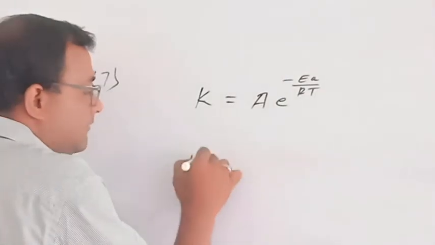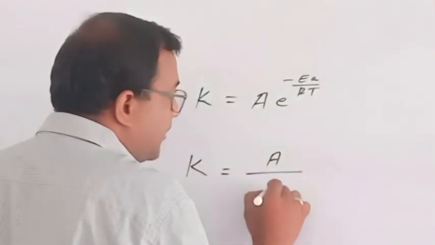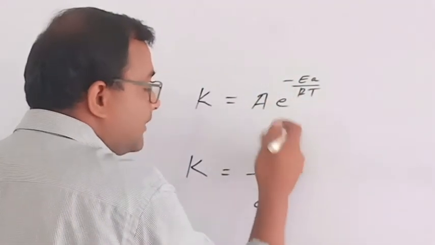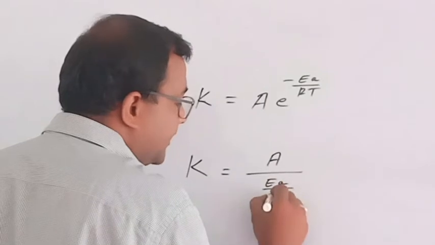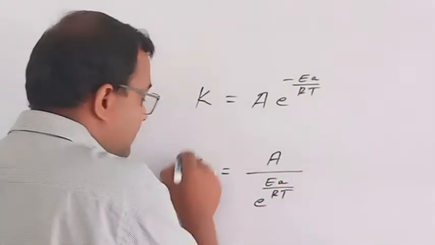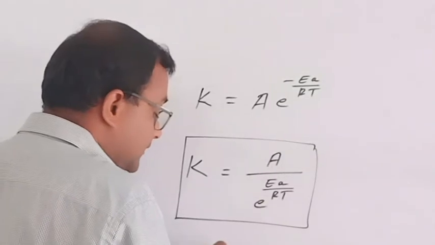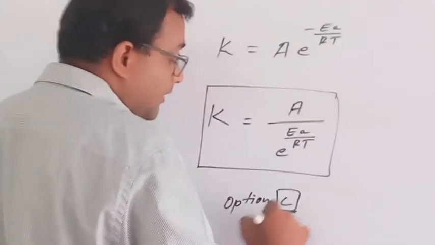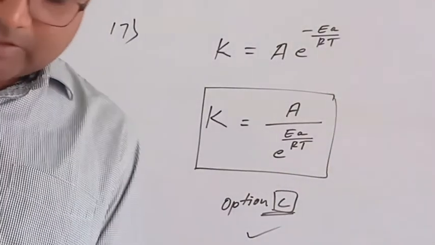This equation can also be written as k = A upon e^(Ea/RT). So I think this option is there in the options. C is the correct option. Option C will be the correct option.